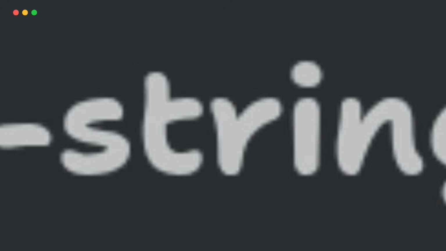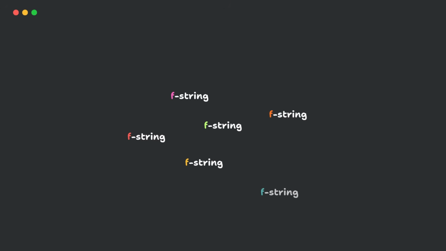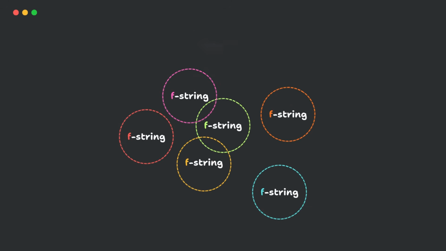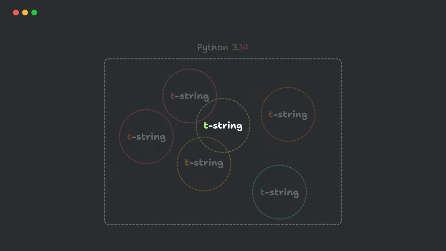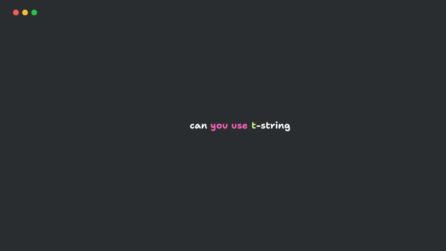Quick question. How many F strings do you have in your codebase right now? And how many of them are processing user input? Because if the answer is a lot, you might have a problem. And Python 3.14 just gave you the fix. It's called t-strings. And today I'm showing you 4 real places where they matter.